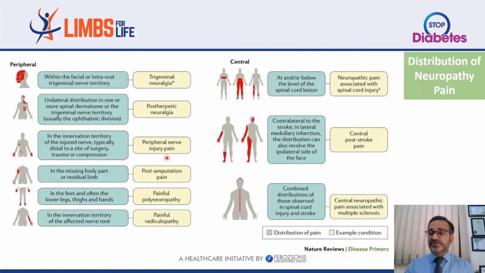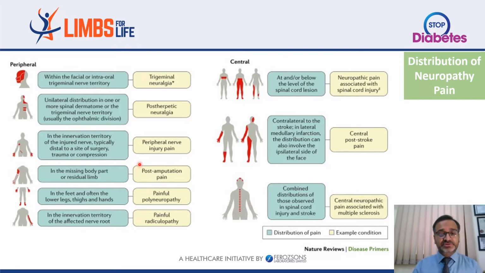Peripheral nerve injury pain. So a traumatic nerve damage. It happens after a traumatic nerve damage and is typically distal to the site of injury. If it happens after surgery, after trauma or compression, it is a very unrelenting pain, sharp pain, burning pain, tingling, and can lead to total loss of sensation in the affected part of the nerve damage, right? So it can present in all these ways.